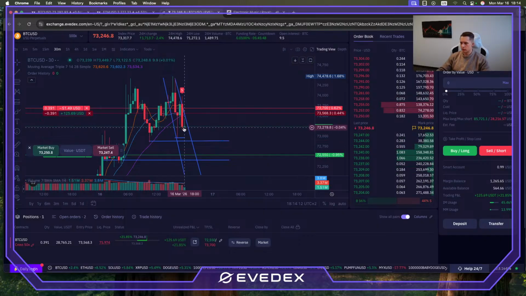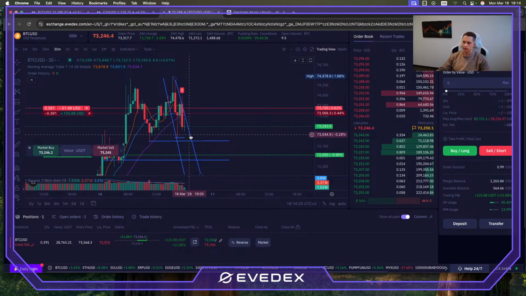So we'd get another red candle here next to this longer one, and then we could expect that next candle to maybe pop out of this resistance level and then continue if we have enough momentum.